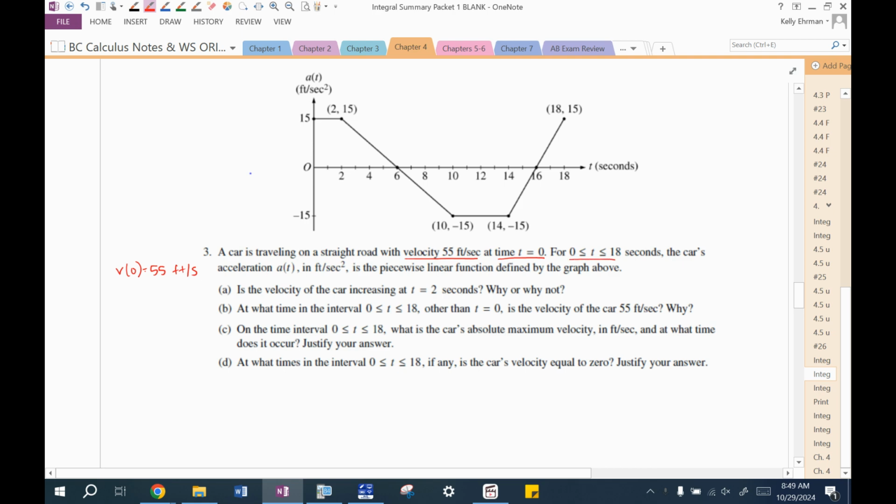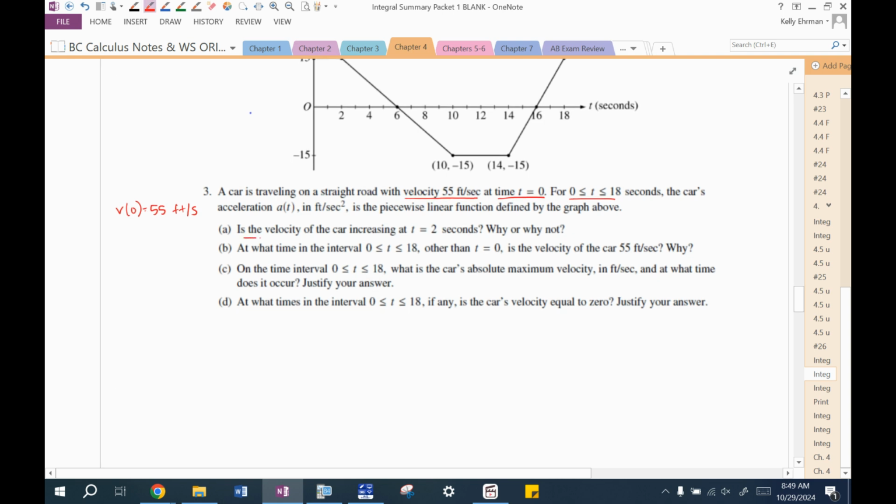For 0 to 18 seconds, the car's acceleration, in feet per second squared, is given in the graph above. Is the velocity of the car increasing at t equals 2? Why or why not? So anytime you're looking at is a function increasing, you check the derivative. A function is increasing if its derivative is positive.